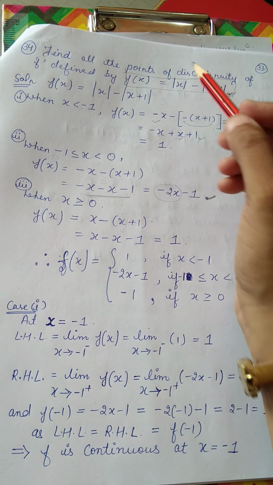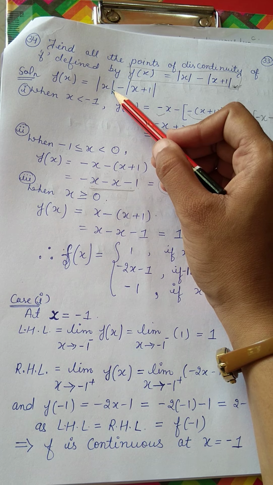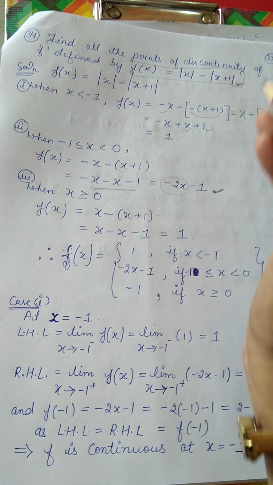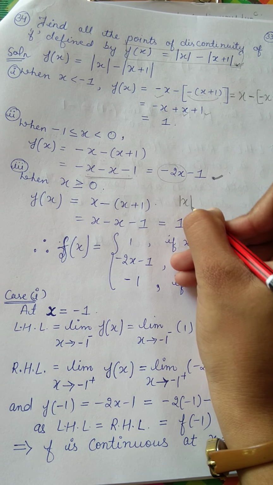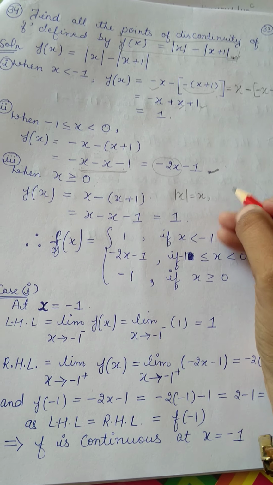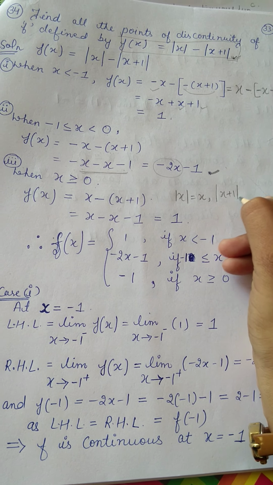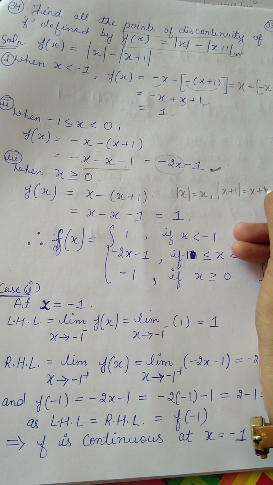Now the next one is when x is greater than or equal to 0. At this, whenever we will take out the values from mod, we will take both the values as positive. Means here we will take mod of x is equal to x and mod of x plus 1, that we will take as x plus 1.